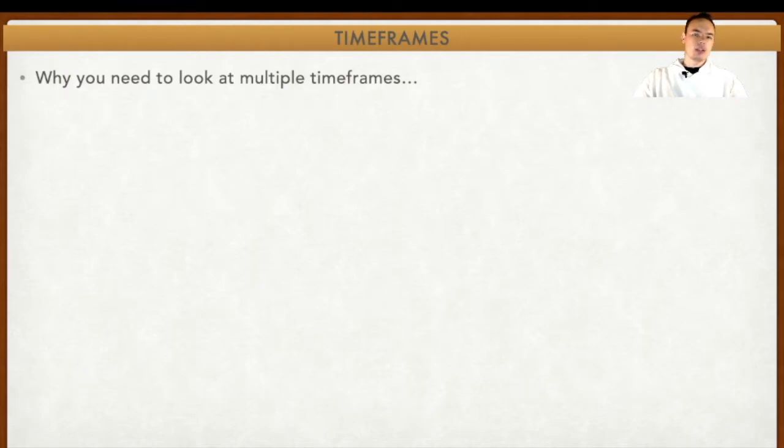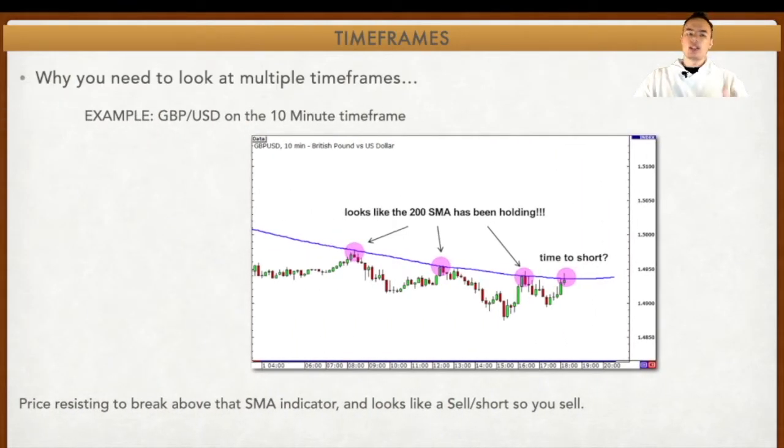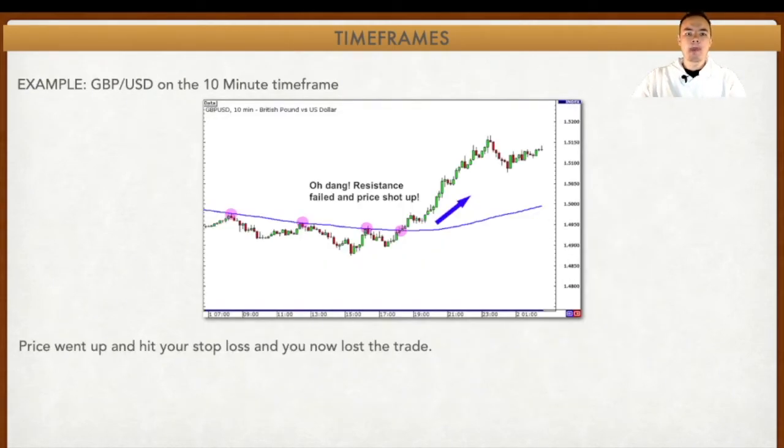Why you need to look at multiple time frames. Okay, here's an example of GBP USD. So the first example is looking at the 10-minute time frame. If we were to analyze this, we can see that price is resisting, trying to break above that simple moving average, the blue line. Once it's rejecting, it looks like it could be a potential sell on a 10-minute time frame.